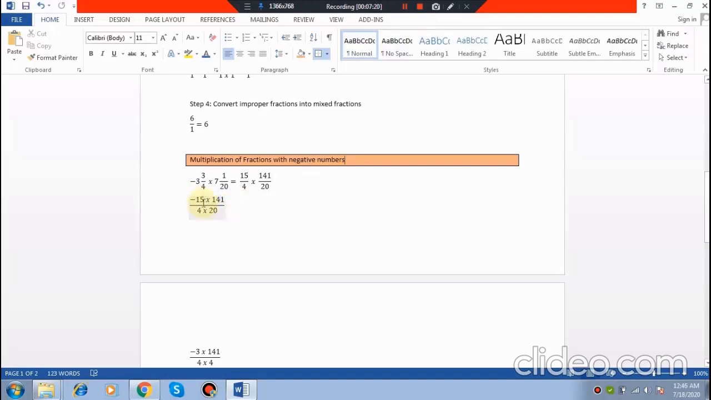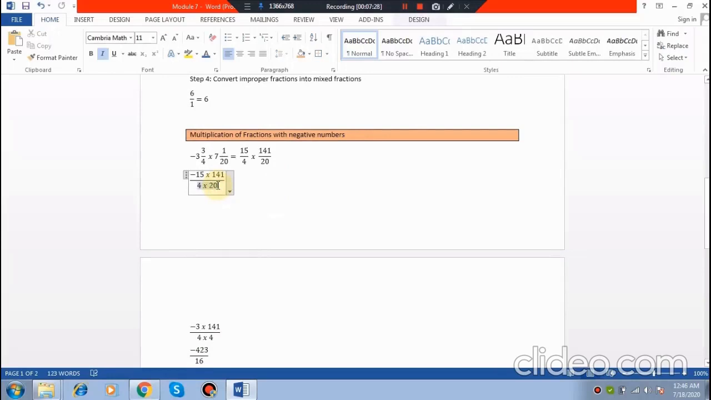We can try to simplify this by cross multiplication. Okay, let us see. What is the lowest common multiple here, or what is the most common factor? Okay, 15 and 20, right? The common factor here is 5. 5 into 15 goes 3 times, right? Then 5 into 20, that's 4 times.